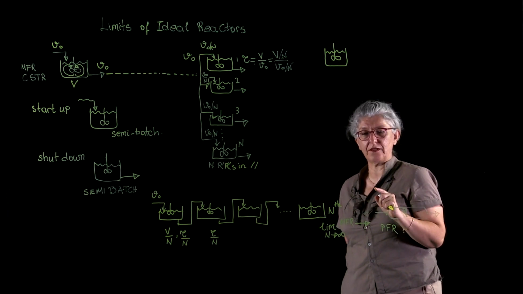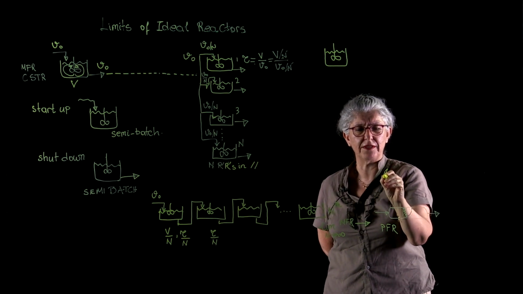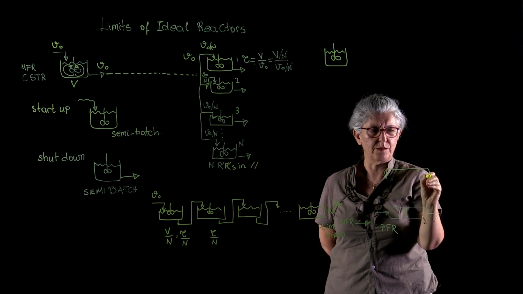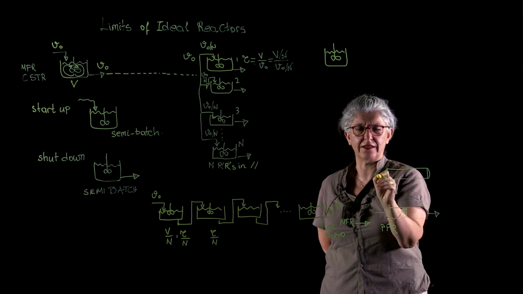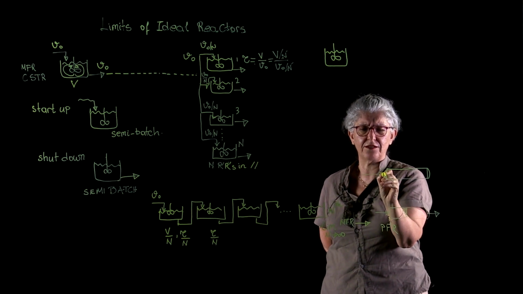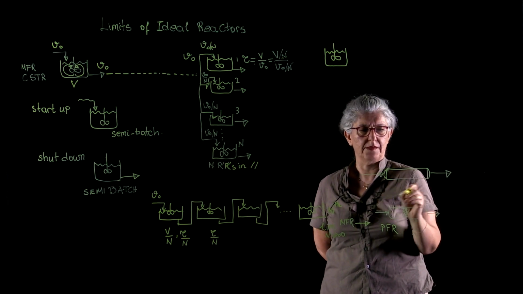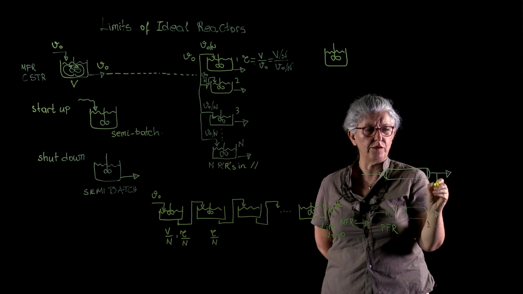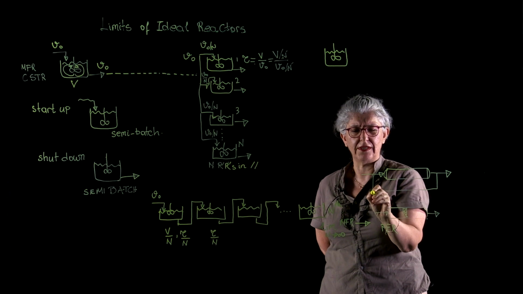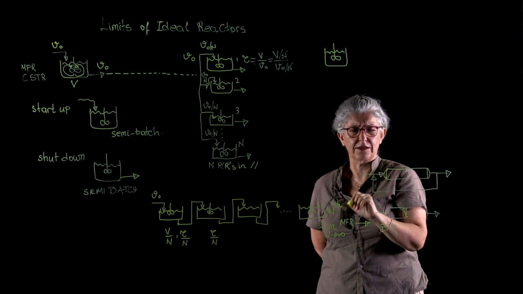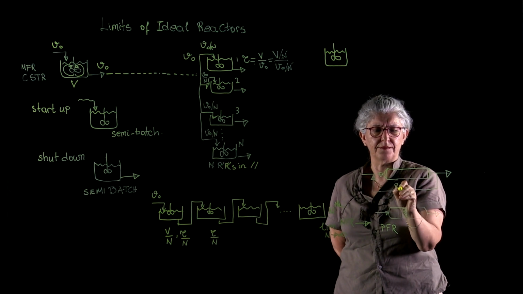Now let's take this plug flow reactor and introduce some deliberate backmixing. This plug flow reactor with its deliberate backmixing will look like this. So we have a feed stream, a product stream. We separate some of the product and recycle it back to the inlet of the plug flow reactor. So this is the recycle.